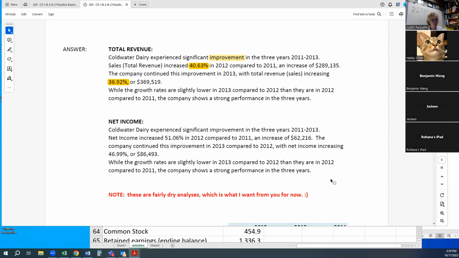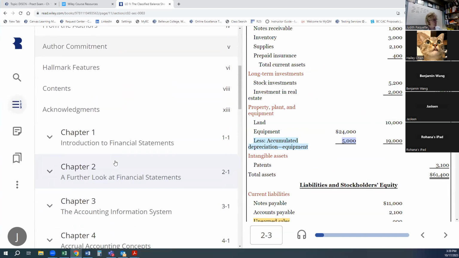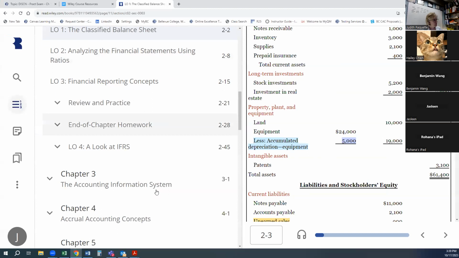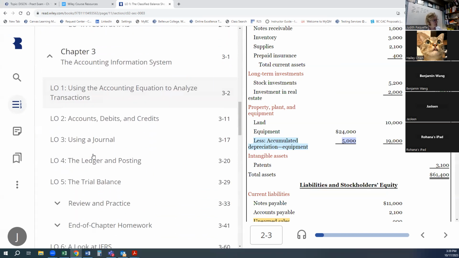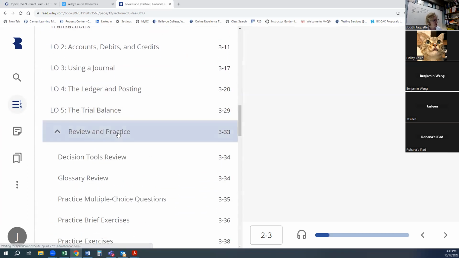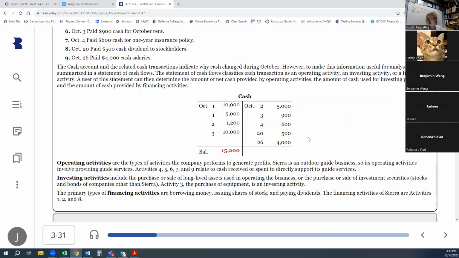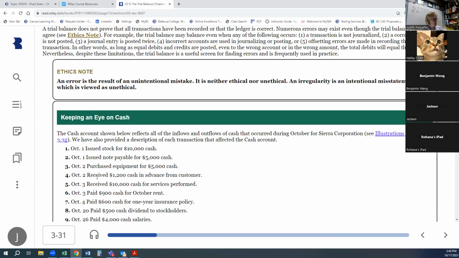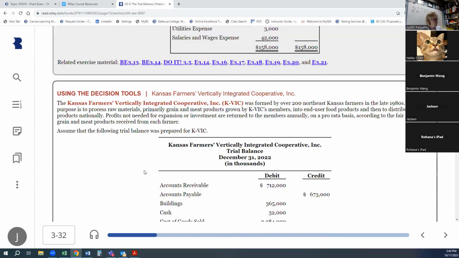And I always say, go to the end of the chapter, go to the textbook. And if you haven't discovered them yet, start discovering them for chapter 2. You can always do review and practice, and they'll give you end of chapter problems. Chapter 3 has them, review and practice. And what's nice about them is they give you the solutions right there. So it's like, here's a bunch of journal entries, and then you get the answers, and it's all there.